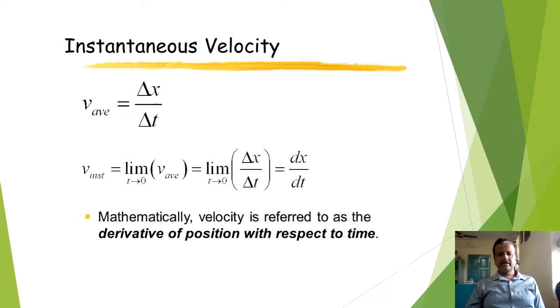So mathematically, instantaneous velocity or velocity is referred to as derivative of position x with respect to time t. It is dx by dt. D by dt is an operator. It is called differential coefficient. Differential coefficient of position with respect to time t is taken as v instantaneous.